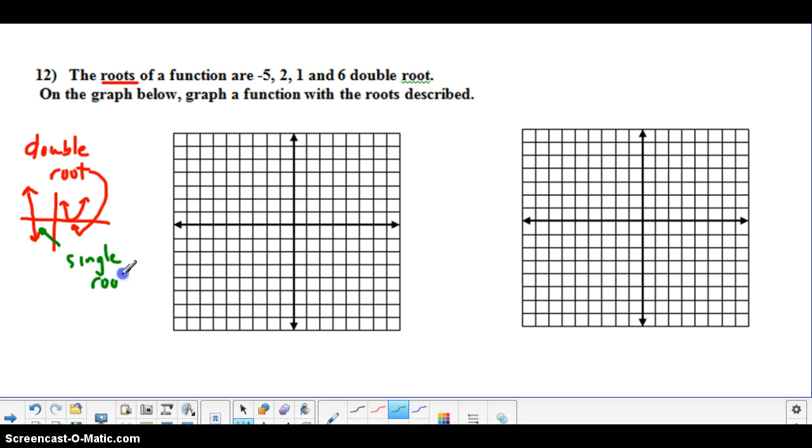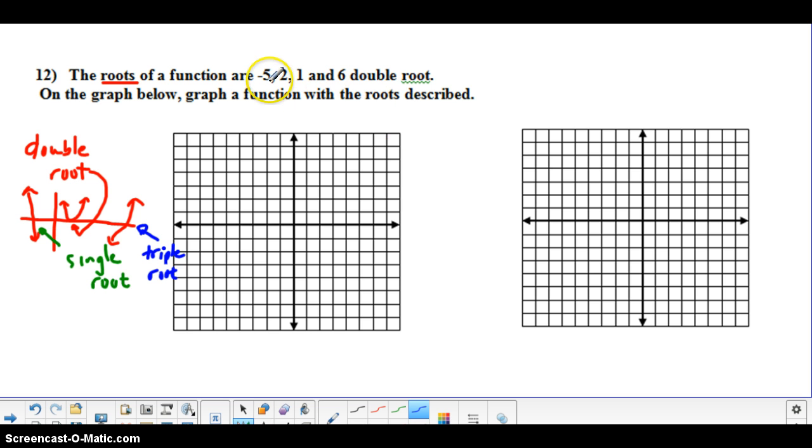And then a triple root has that twist in the curve there. So remember, a triple root looks like this, and it'll definitely twist. It won't go straight through like a single root. Okay, so just in case they have triple roots tomorrow on the Ecart, wanted you to see that. In this example, we only have a double root and single roots, but a triple root would twist through the x-axis.